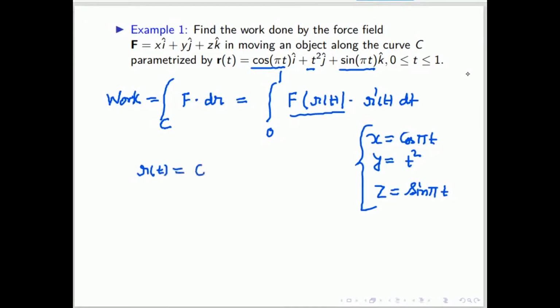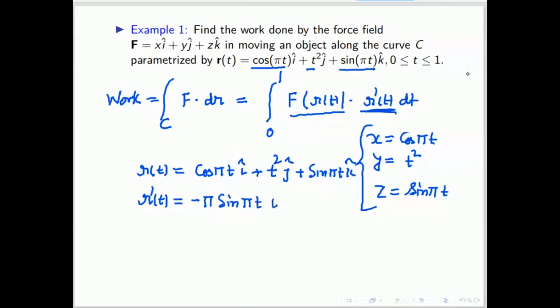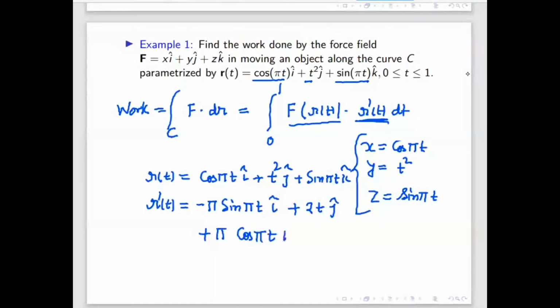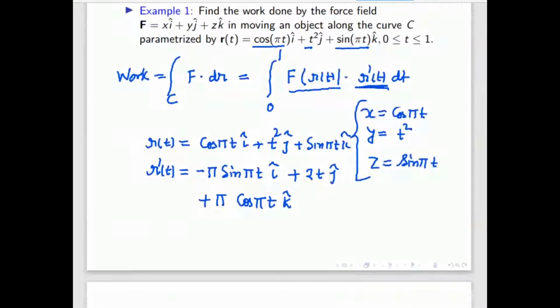So r(t) is this one: cos(πt) î + t² ĵ + sin(πt) k̂. So we need r'(t), so I will calculate the derivative of this. The derivative of cos will give minus sin(πt) î, then the derivative of t² will give 2t ĵ, and the derivative of sin will give π cos(πt) k̂. So this one is the value of r'(t).